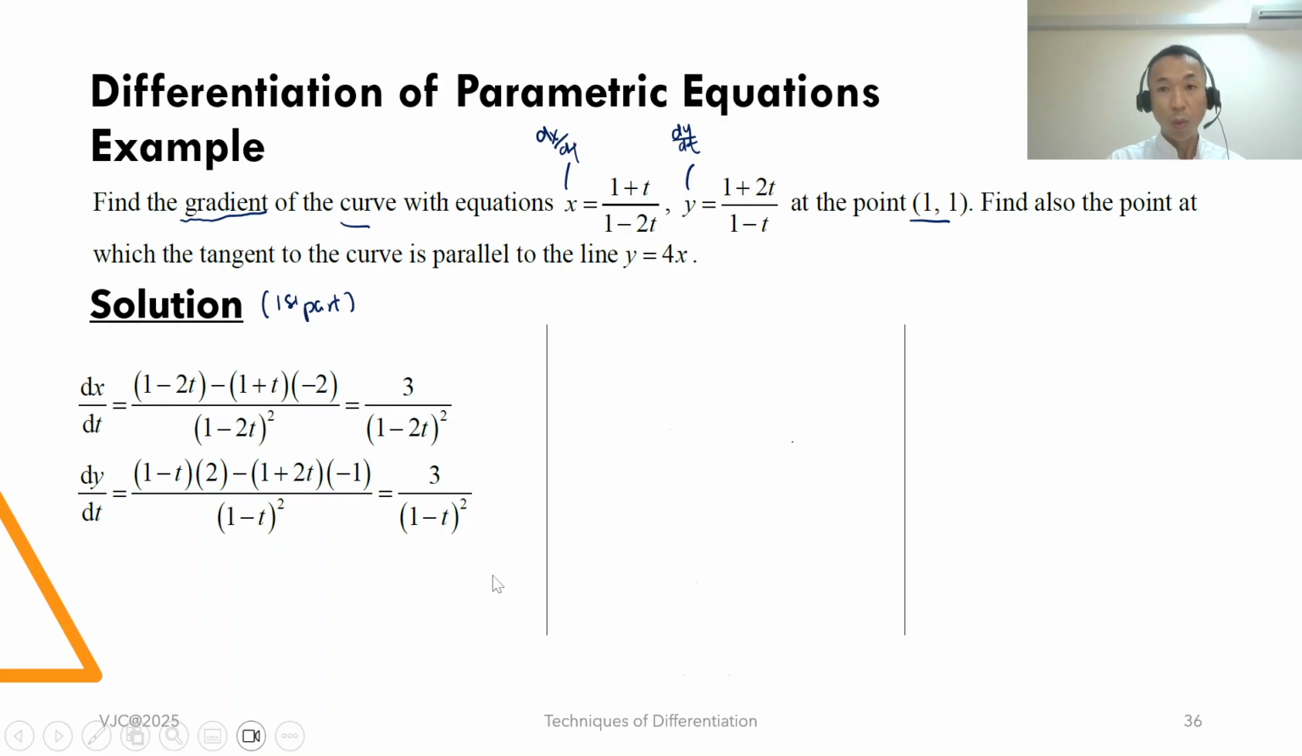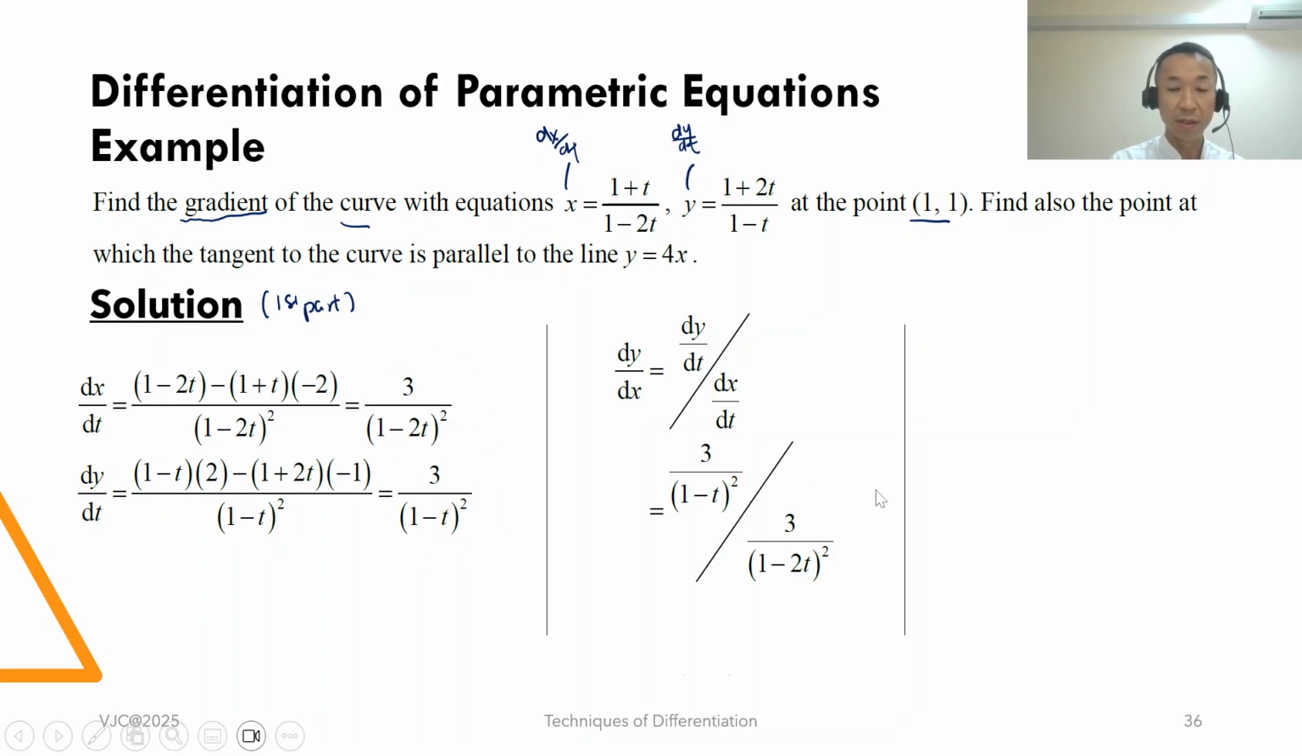So what is dy/dx? dy/dx will just be dy/dt divided by dx/dt. So you take dy/dt divided by dx/dt, you simplify, and you should be able to get something like that. What do you want? You want to find the gradient at this point (1, 1).